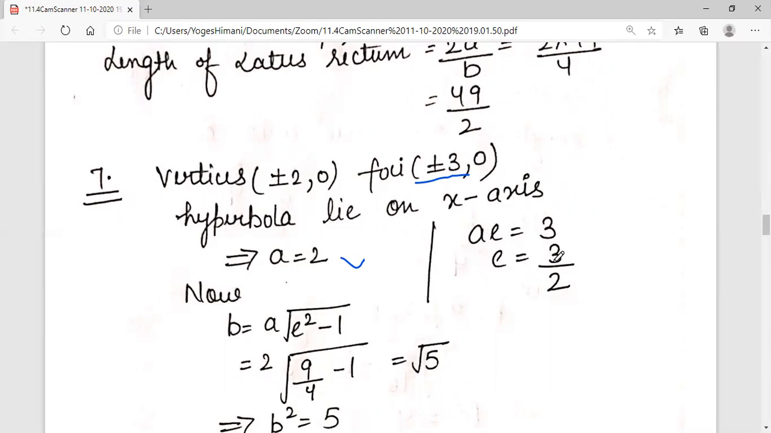Now we need b also. For finding b, what is the formula? This comes from the formula of eccentricity only. b is equal to a under root e square minus 1. 2 under root 9 by 4 minus 1 is equal to root 5.